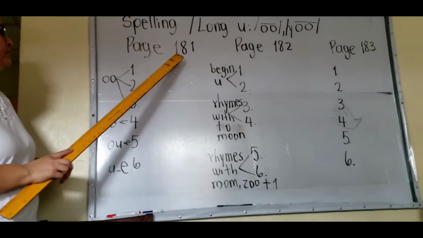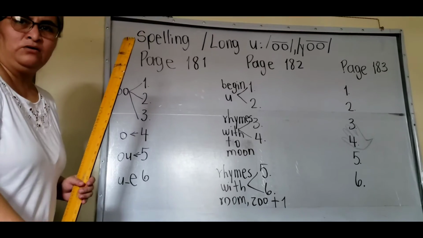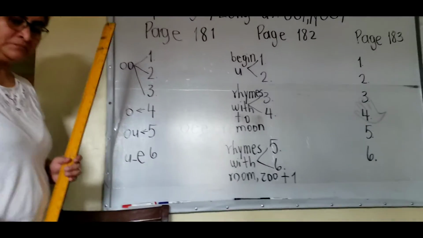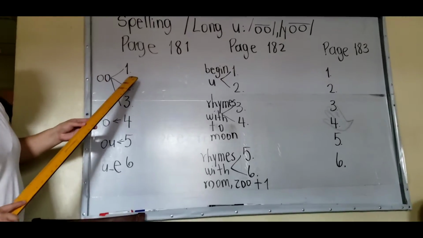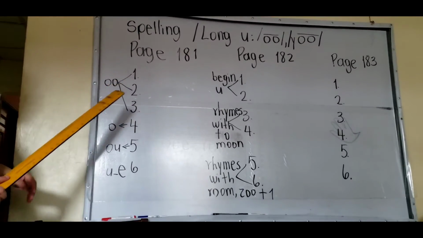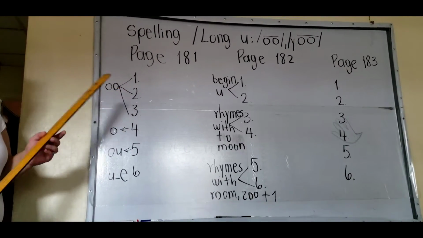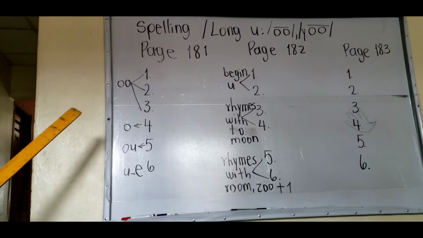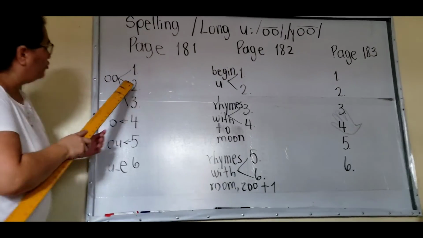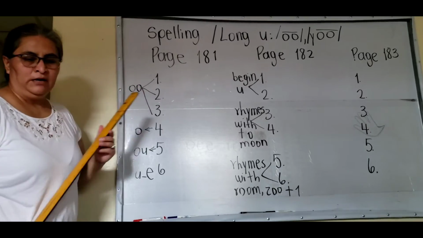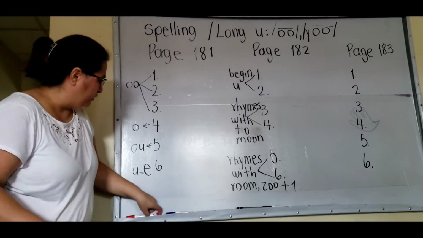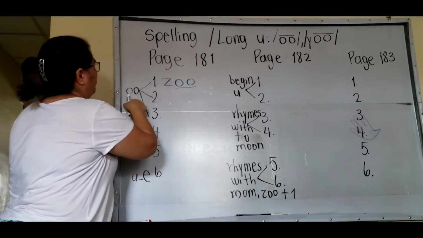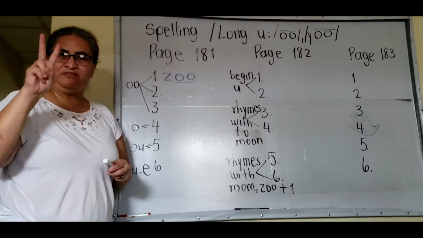And what we have over here is page 181. What you have to do on page 181? On this page, you will write in numbers 1, 2, and 3 the words that have O-O. You will find them in your book, with the words that I already read. And you will write them over here. One example is zoo. Look, we have O-O. You need to find two more.